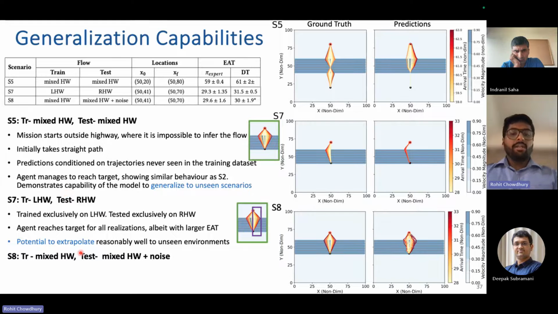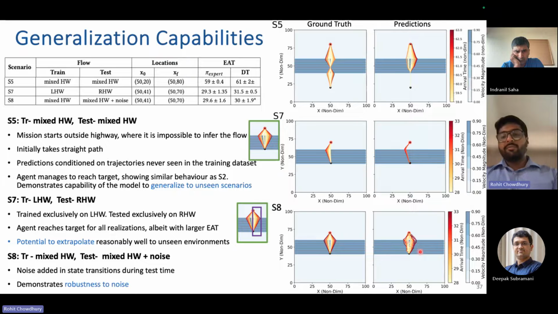And finally, we tested whether our model is robust to noise or not. During train time, it was all fine. But during test time, we additionally added this extra noise that changed the transitions a bit. In spite of adding this extra noise, we see that the agent once again reaches the target. Once again, the same fact holds that the agent at a given point of time would be conditioned on a trajectory that was actually not present in the training set. And so it's able to generalize reasonably well to such noise as well. It's basically robust to noise up to a certain extent.